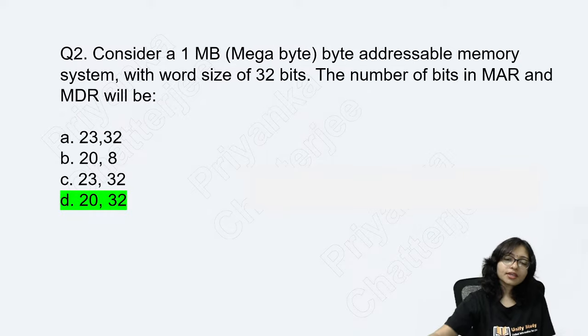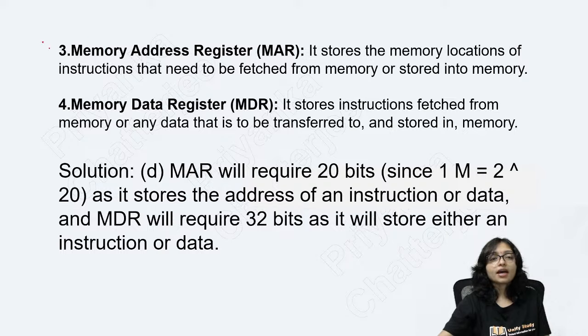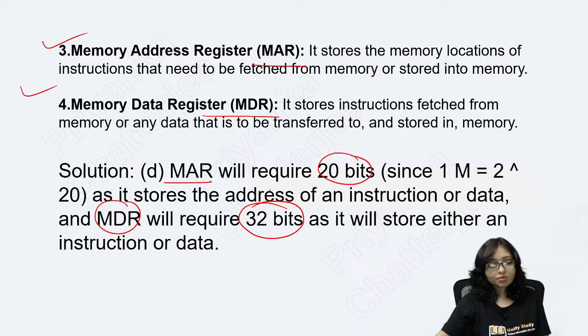Answers are coming. Yes. So MAR, just now I told, MAR is the memory address register. MDR is the memory data register, right? Address register and data register. So MAR will require 20 bit and MDR will require 32 bit. That's why it is fine.